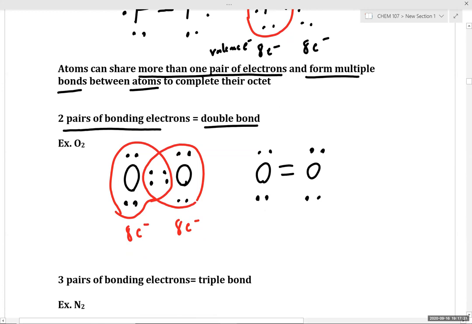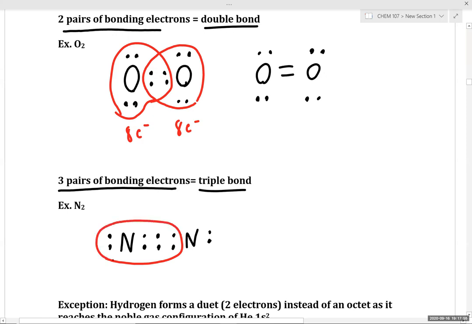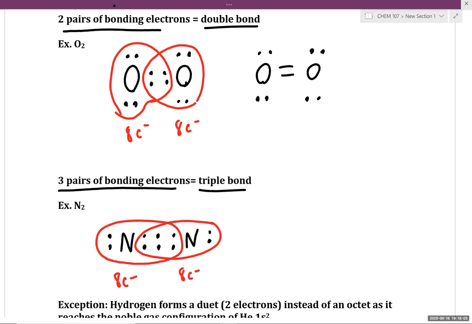So just like we can share 2 sets, 2 pairs of electrons and form a double bond, we can take this one step further and share 3 pairs of bonding electrons and form a triple bond. So in N2, for example, we share 3 pairs of electrons to form what is known as a triple bond. As we can see, each nitrogen atom has 8 electrons to its name.